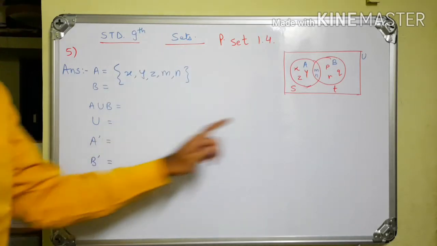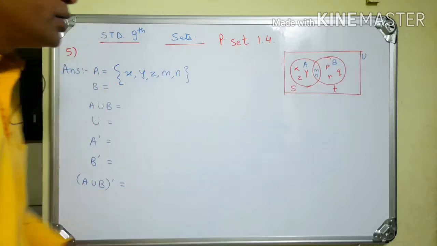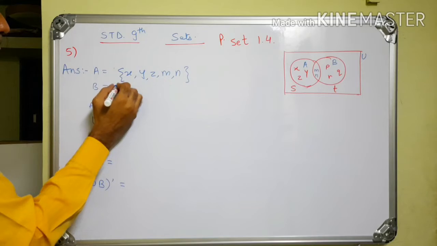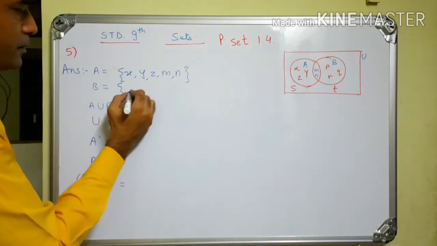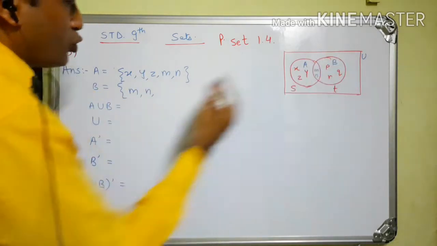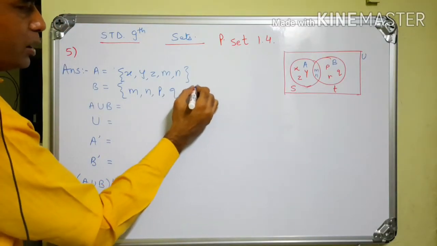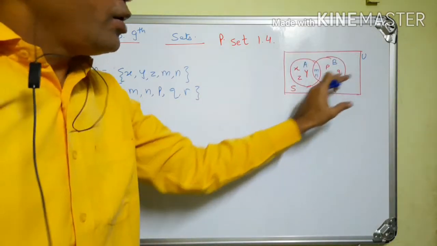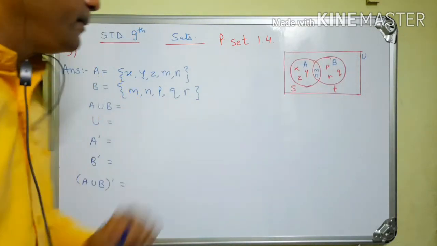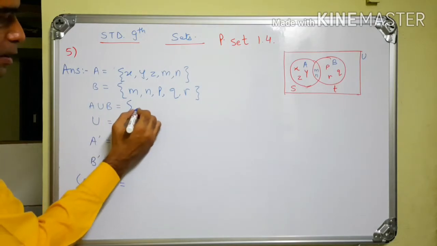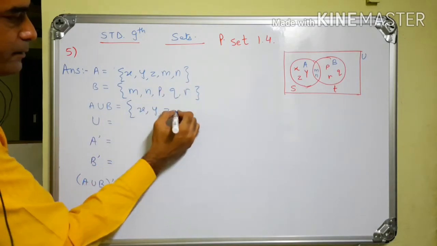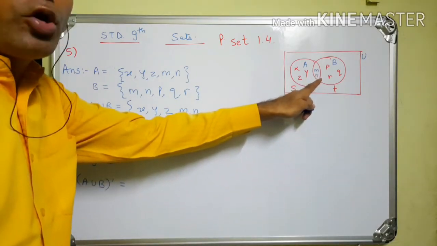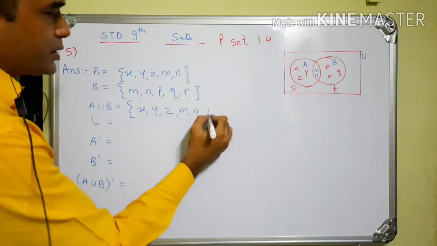Yes. Set B. This whole circle represents set B. So its elements will be M, N and P, Q, R. Now the elements of set A union B: all the elements in set A and B. So A union B will be X, Y, Z, M, N. Now M and N are common elements, so we will not repeat them. So P, Q, R.